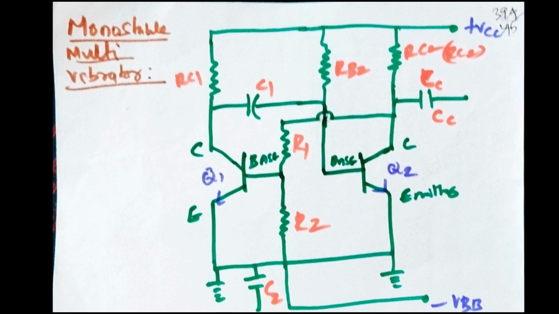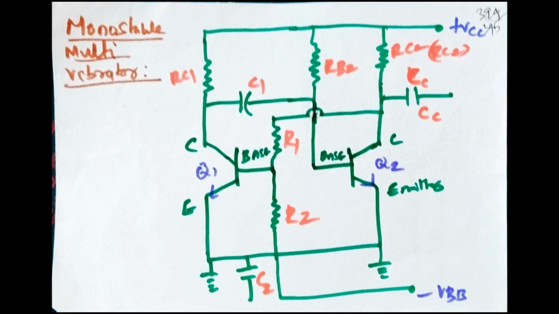T1 is on, T2 is off. That is the unstable state. Using the charging circuit C1 and R1, the charge reaches the base of T1. T1 goes off and T2 goes on. That is the stable state. That is called the monostable state. The circuit operation can be clearly seen in the notes. Thank you.